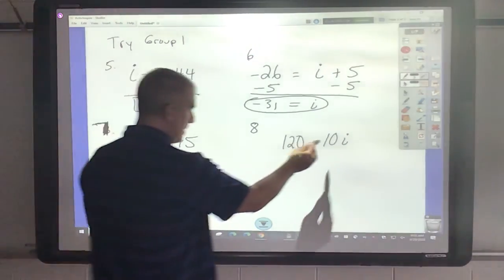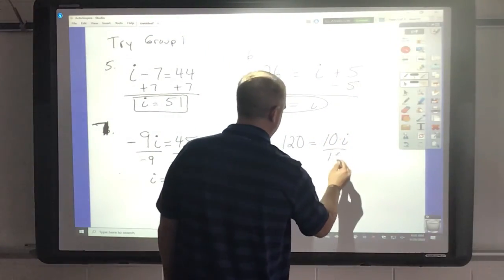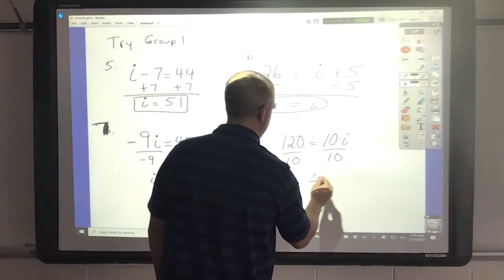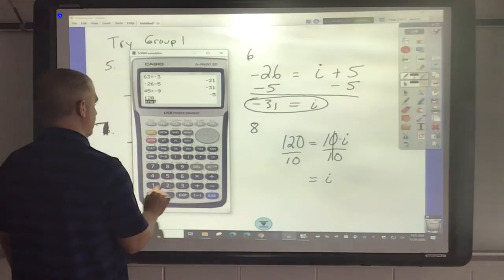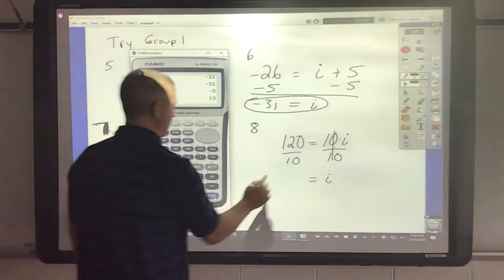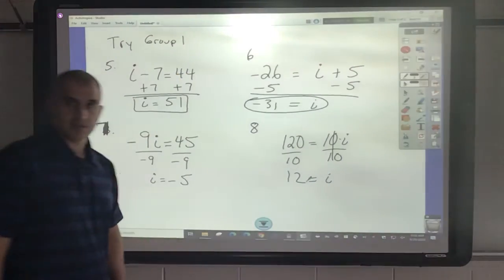This is attached here, so I would divide by 10 on both sides. So 120 divided by 10 is going to be 12. Okay, so pretty simple examples there.